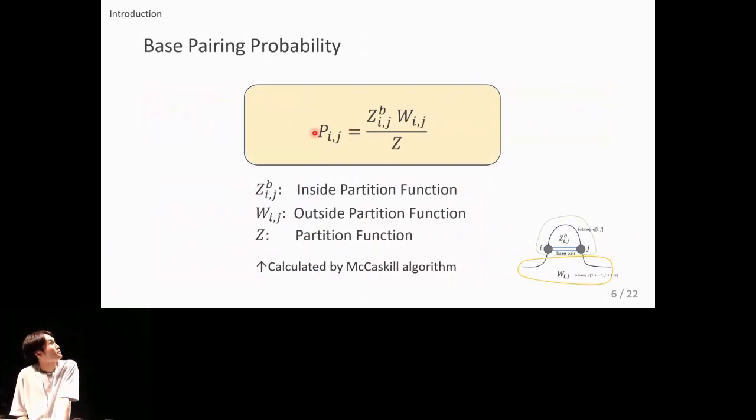To calculate the base pairing probability, we use this equation. ZB, W, and Z can be calculated by McCaskill algorithm. This algorithm is based on dynamic programming.